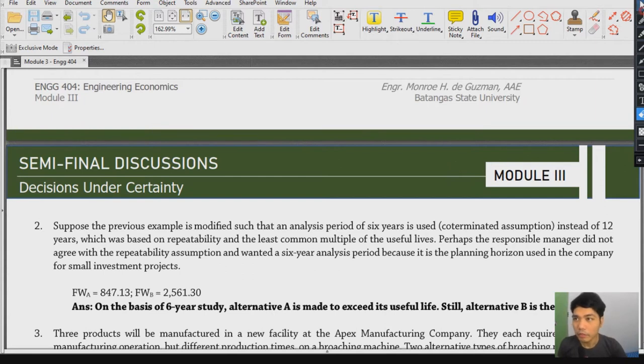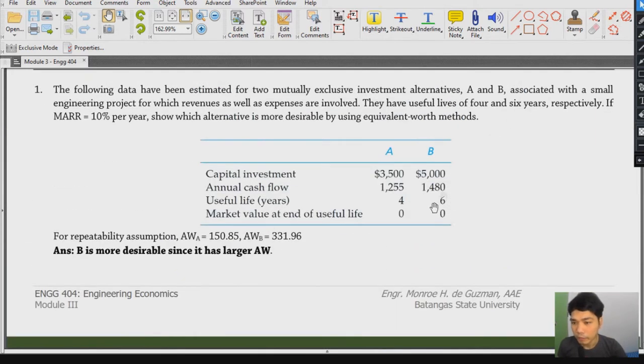So, we have no problem here in B, because we already have this 6-year period. But how about this A? So, again, since its useful life is only 4 years, we have to actually compute for the latter part here. So, for example, let's have 0 here, and this is 6. Okay? We have 1, 2, 3, 4, 5, and 6. So, these are the corresponding years.